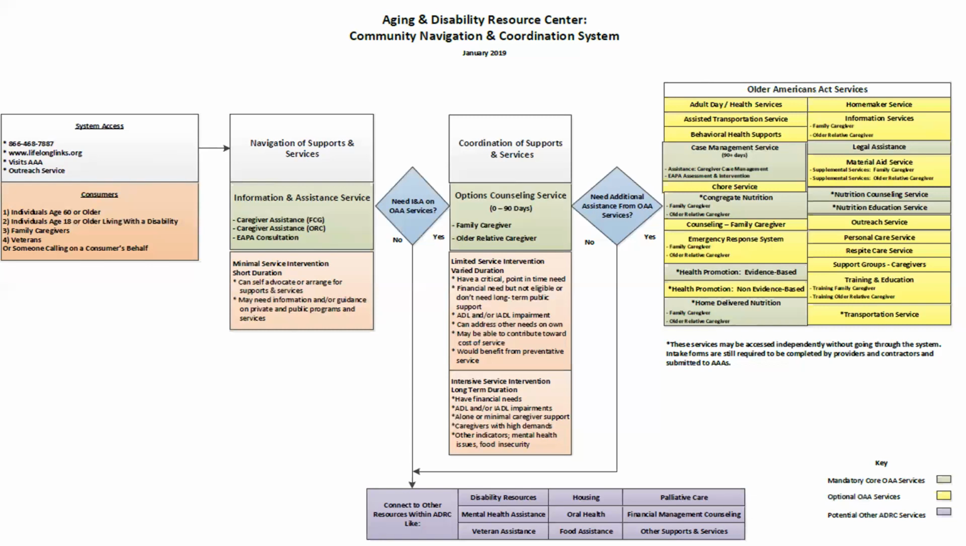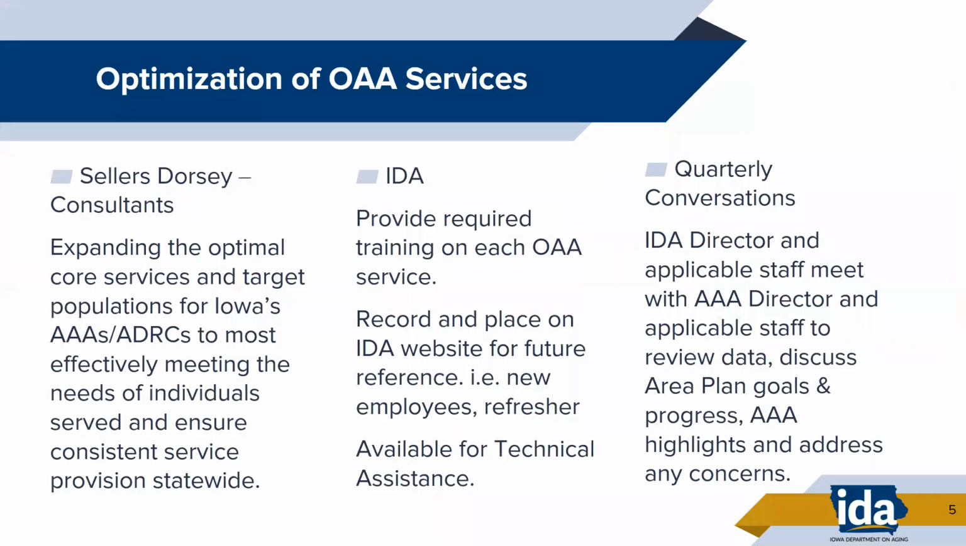Today we are focusing, like I said, on that second set of boxes, which talks about the navigation of supports and services. So the optimization of Older Americans Act services, Julie talked about that at the beginning as well. This slide helps provide a high-level view of the steps that have been taken to optimize the Older Americans Act services, which began the summer of 2018.